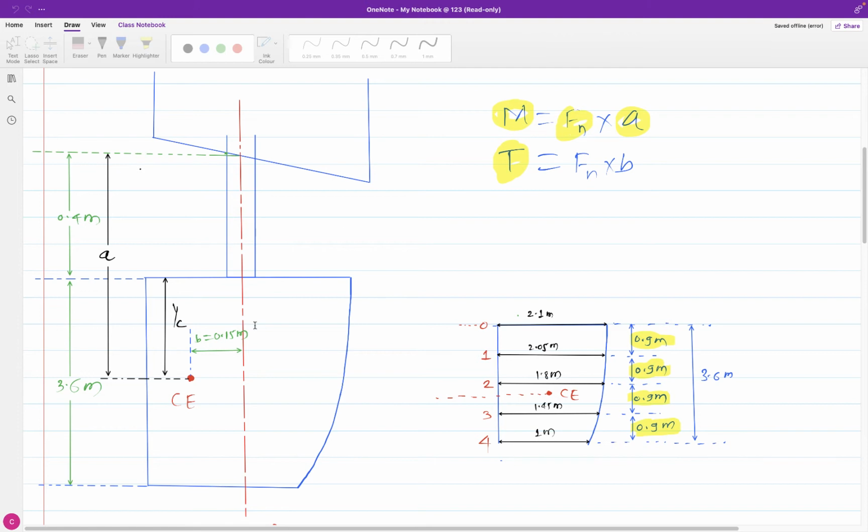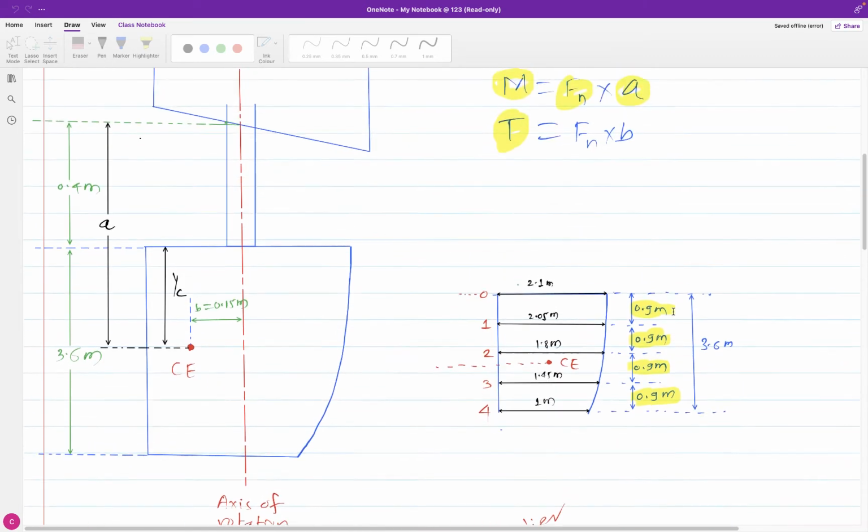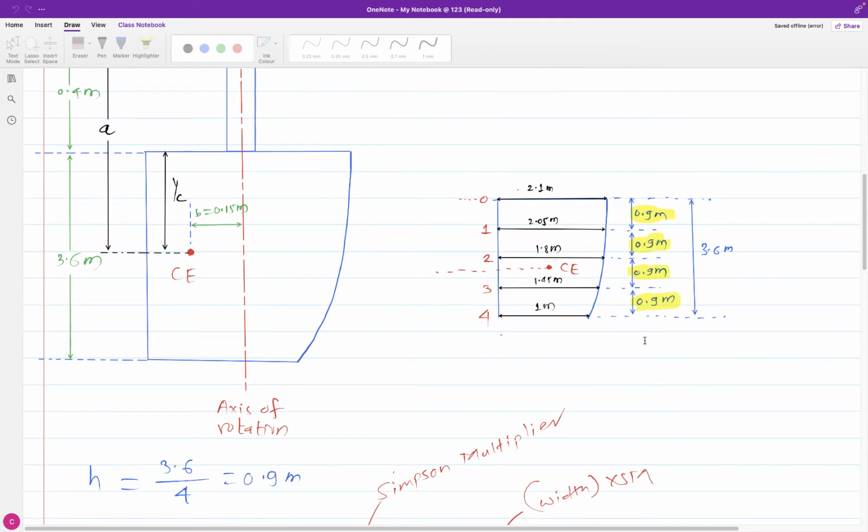So B they have given us. Now here we need what? Fn. We need A, and B is already given to us. Just have a look at this drawing. Here, see what is meant by H. H means what? Here 2.1, 2. So it is at equidistance now.